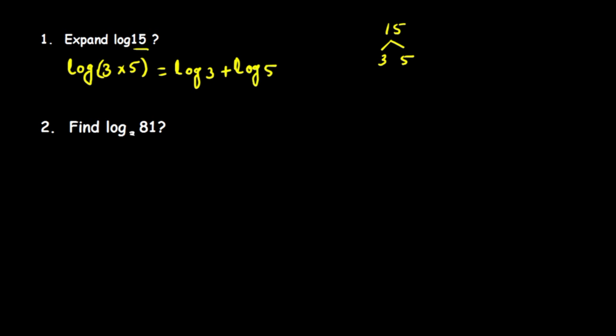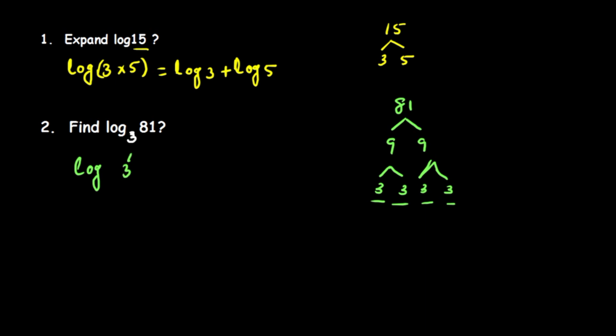The next one, log 81 base 3. Actually it is 81. Here we have base 3. Okay. So how do we write this 81 now? 81 is a composite number. We can write it as the prime numbers, that means 9 9s, and this is 3 3s. Okay, so these are the prime numbers completely. So we have 3 to the power of 4. That means this 81 we write as 3 to the power of 4 base 3.